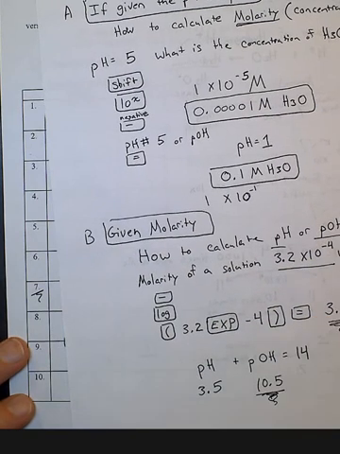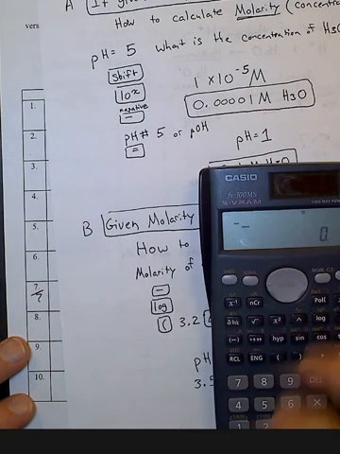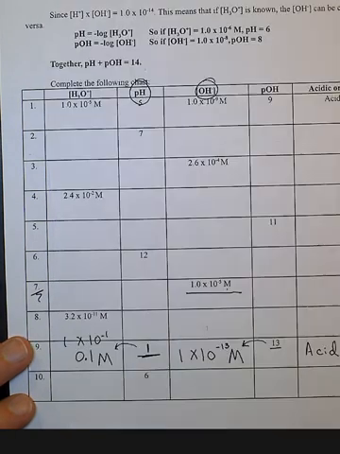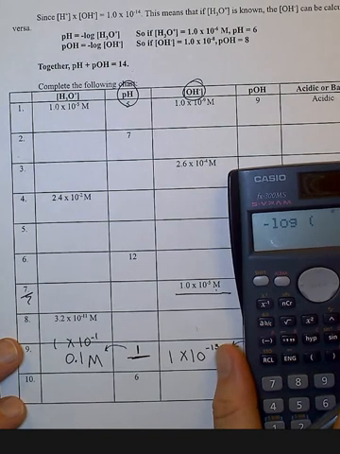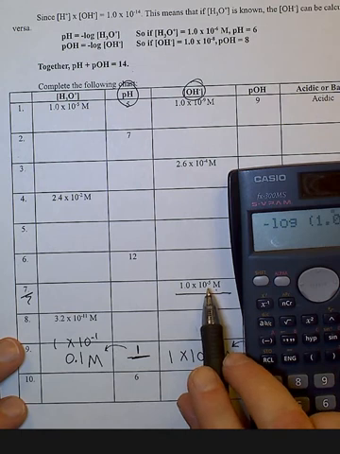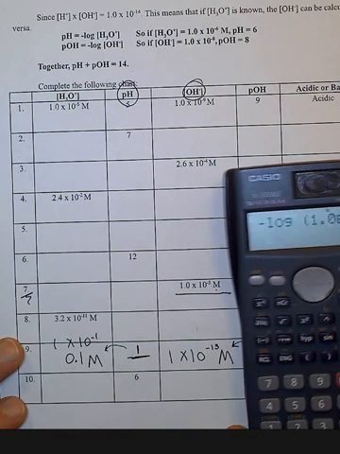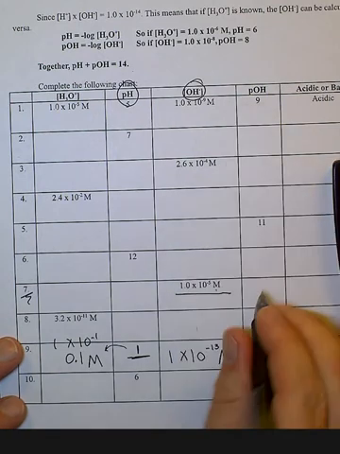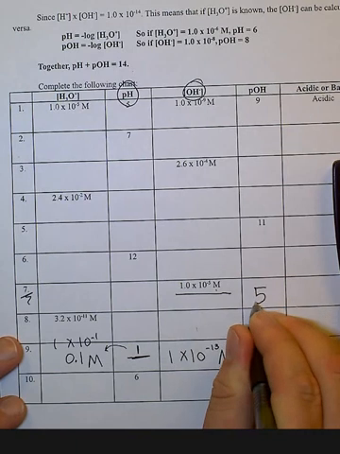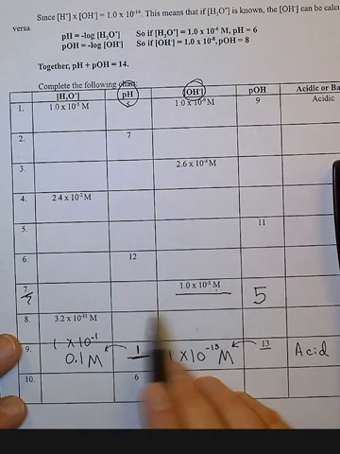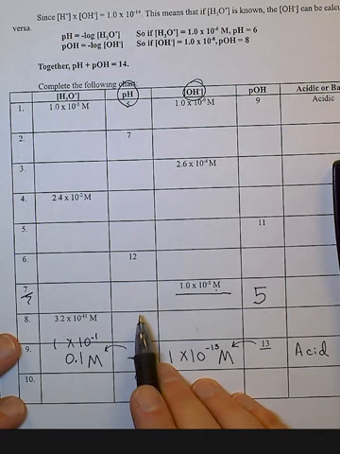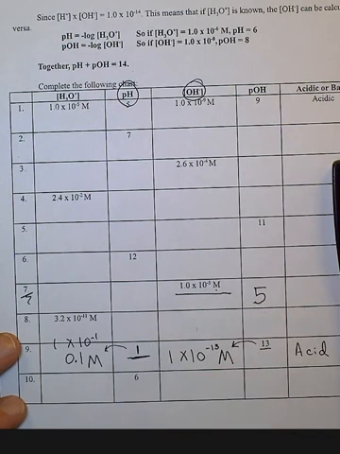So what we're going to do here, negative log parentheses, and my number is 1.0 exponent to the -5th. Close the parentheses, and equals 5. Okay, so we just figured out that our pOH is 5. To calculate our pH, these two numbers, once again, have to add up to 14. So 14 minus 5 is going to get us 9. Ooh, look, I'm right.